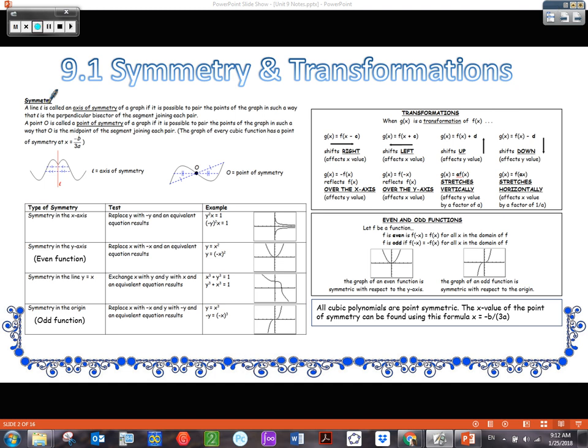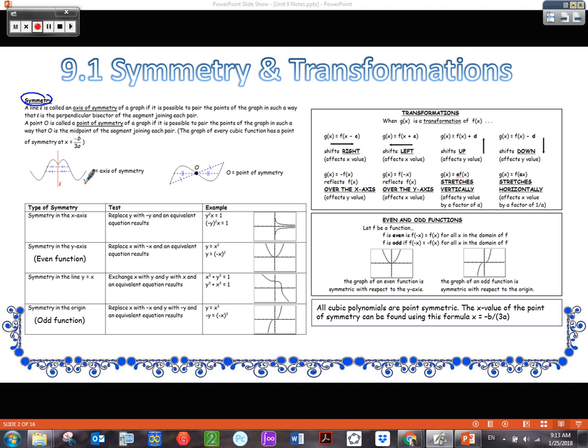All right, so we have axis of symmetry. That's a line, and this L would be considered an axis of symmetry. It's possible to pair the points of the graph in such a way that L is the perpendicular bisector of the segment joining the pair. So here's a pair with a perpendicular bisector. Each side is equivalent. That's kind of a geometry thing, right? That takes you back a couple of years ago. So that's a geometry definition.